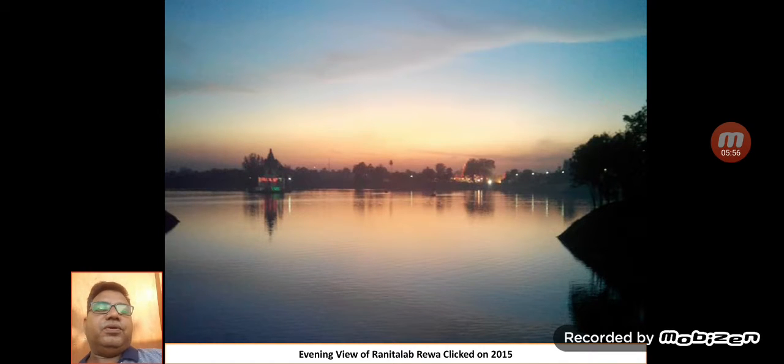So this is a typical view of Rani Talab. It was clicked in 2015 by me. It is one of the best clicks.